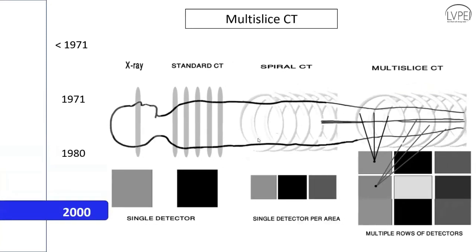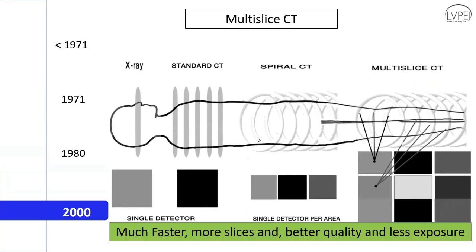In 2000 came the multi-slice CT, placing multiple rows of detectors per area, allowing simultaneous scanning of several slices and decreasing thickness at the same time, reducing exposure time and improving the quality of the image.